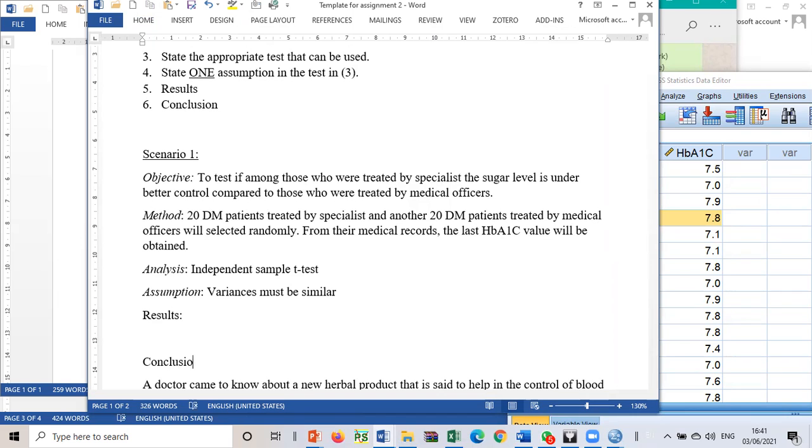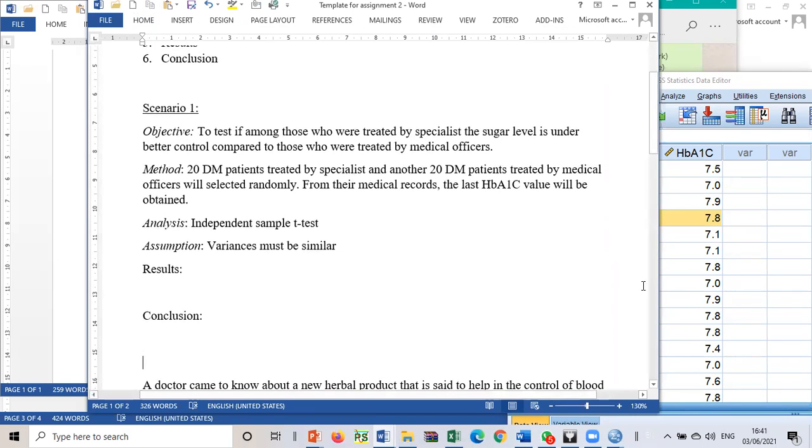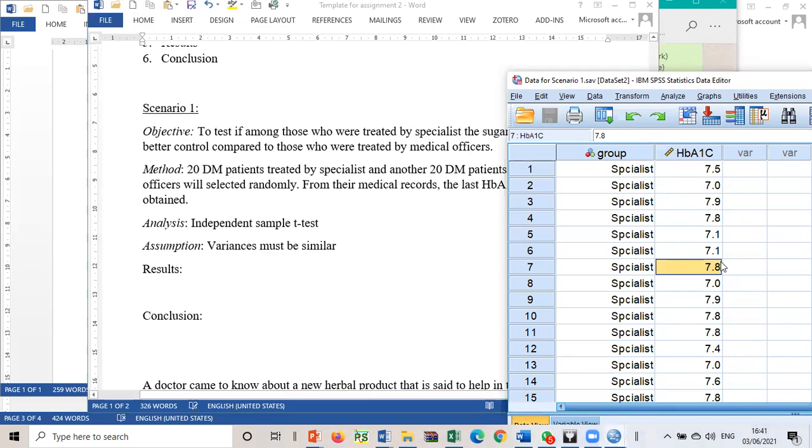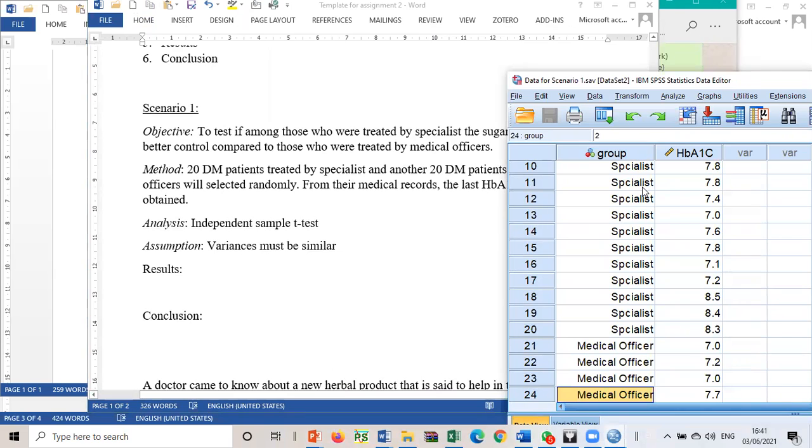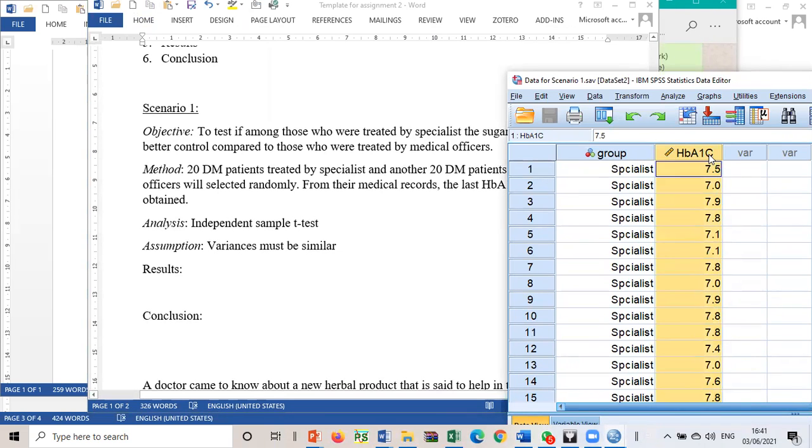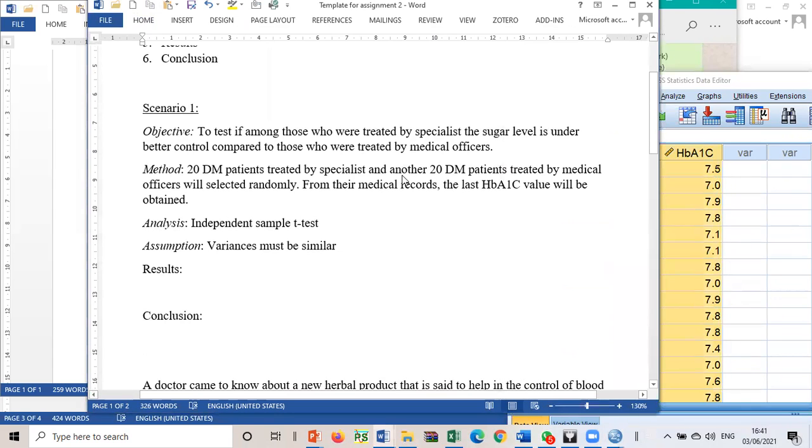Right. Say this is my data. Some treated by specialists, some treated by medical officers. This is HbA1c level recorded from the records. We don't have to go and measure blood; from the record, take out the last registered HbA1c value we obtain. So this is the data.